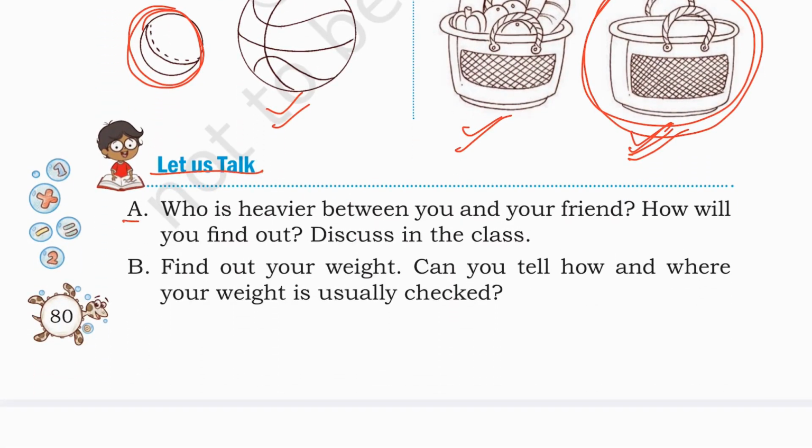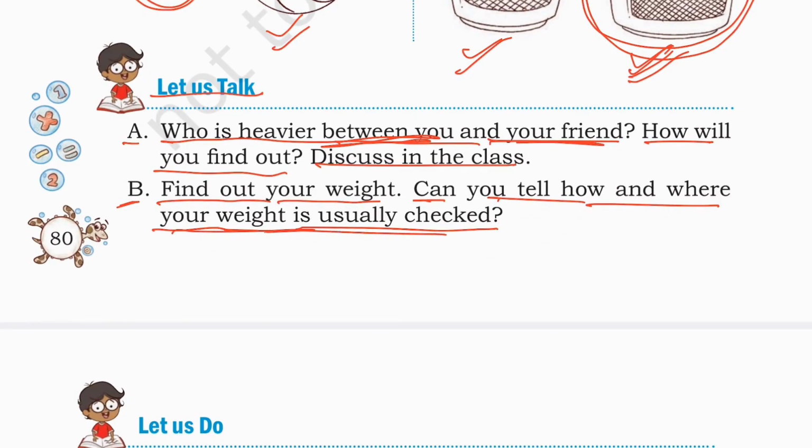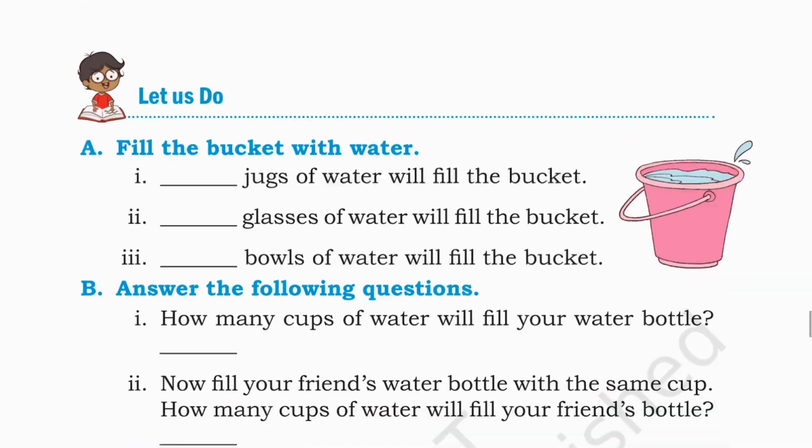Let us talk. A, who is heavier between you and your friend? How will you find out? Discuss in the class. You have to measure your weight and your friend's, and write who is heavier in class. B, find out your weight. Can you tell how and where your weight is usually checked? You have to write where your weight is usually checked, in school or in hospital, etc.